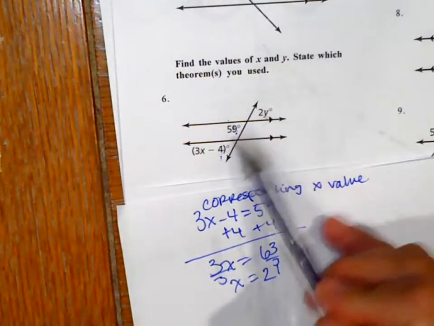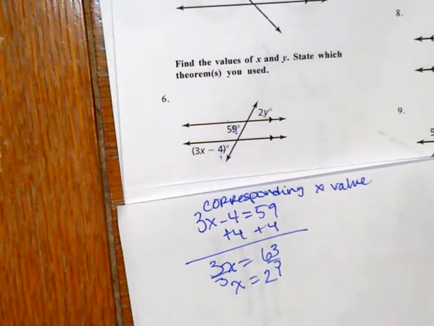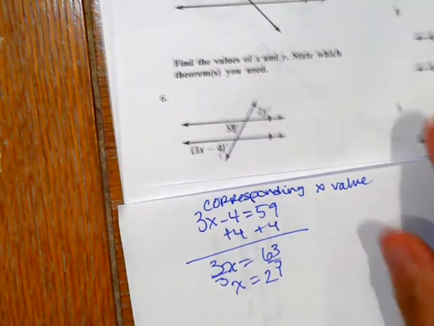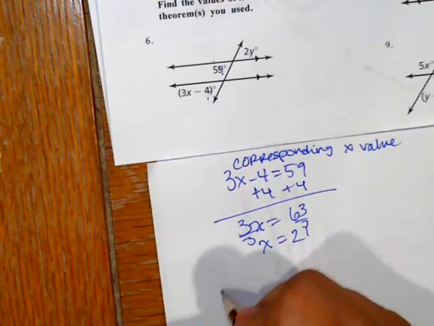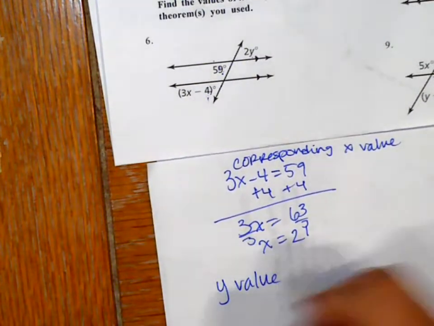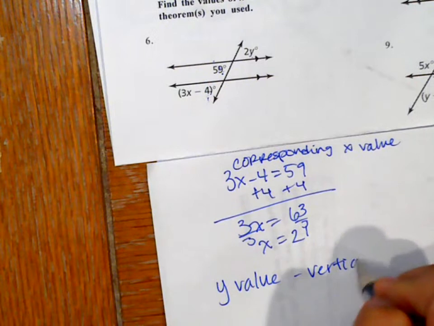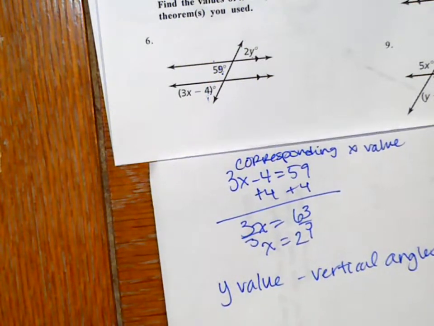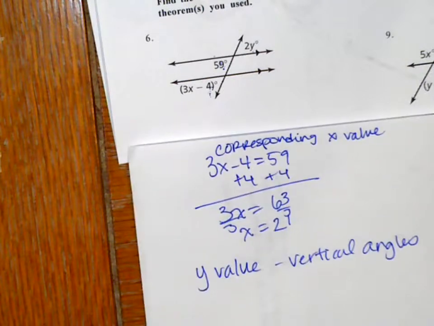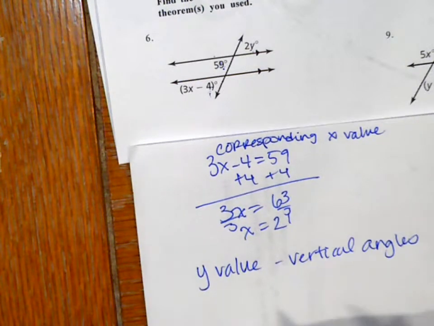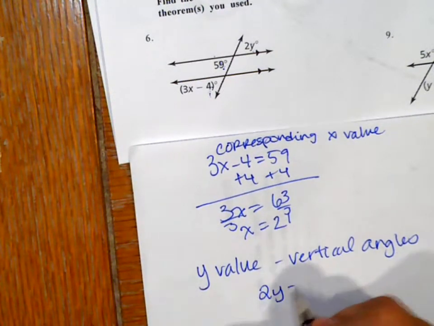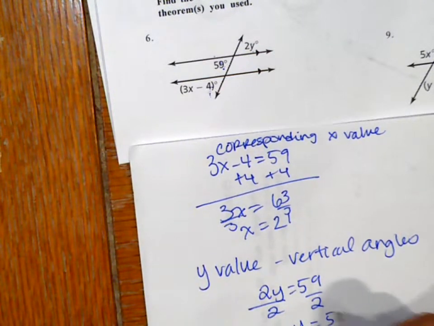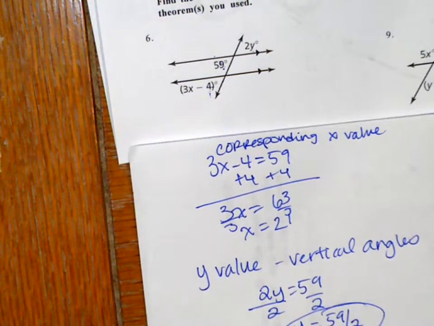Let's try these right here, the 2y and the 59. Those are vertical angles. So for the y value, they're vertical angles. And vertical angles, as you guys know, are equal to each other. So we're going to get 2y equals 59. Divide both sides by 2. y equals 59 over 2.